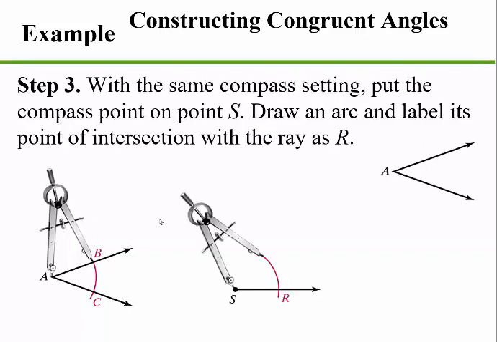With the same compass setting, put the compass point on point S, on the other ray that you just drew, and draw an arc, and label its point of intersection with the ray as R. Here's your R. This R is going to correspond with this C right here.